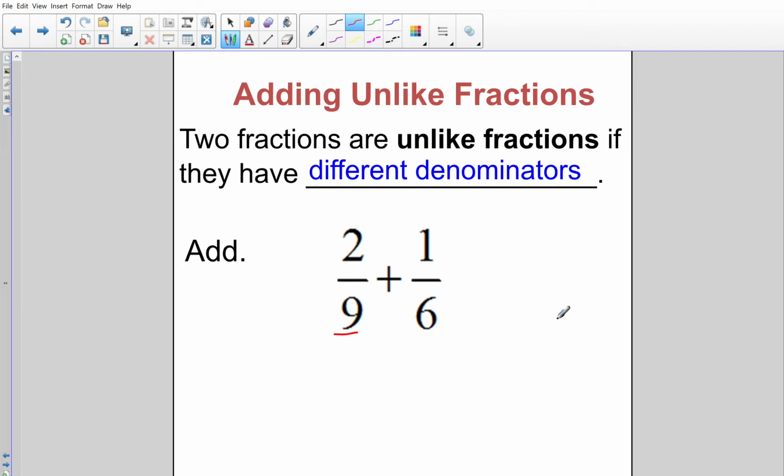So I could start doing my multiples. I've got 9 times 1, 9 times 2, 9 times 3.